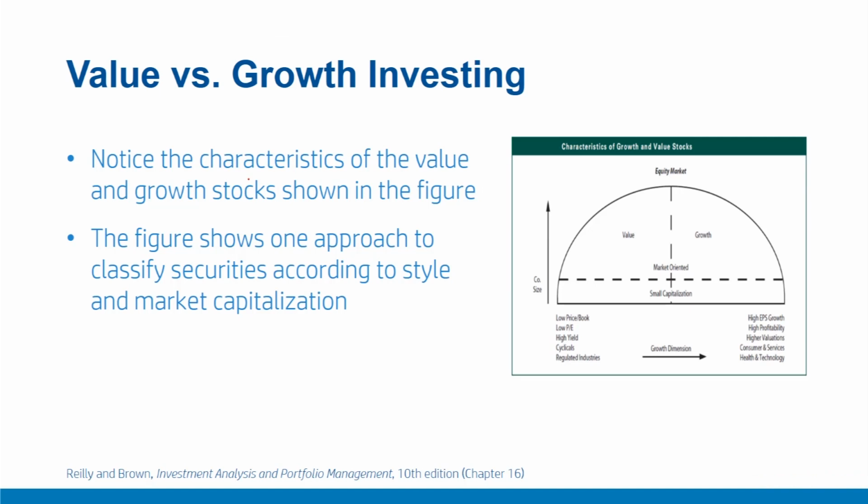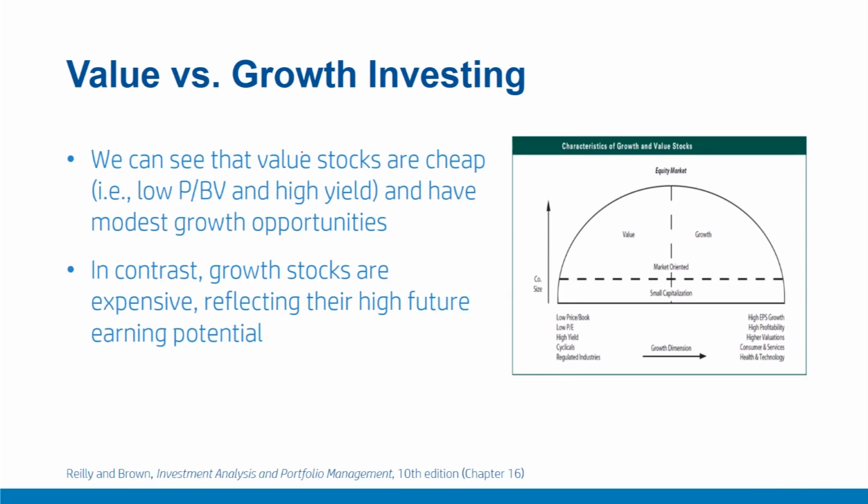Let us understand this value versus growth investing through style grid analysis. On the style grid, on one extreme end, we have value stocks, and on the other extreme end, we have growth stocks. Notice the key parameters: low price to book ratio, low P/E ratio, high yields, cyclicals, and regulated industries on the value side, while on the growth side, high EPS growth, high profitability, high valuations, and industries like consumer services, health and technology.